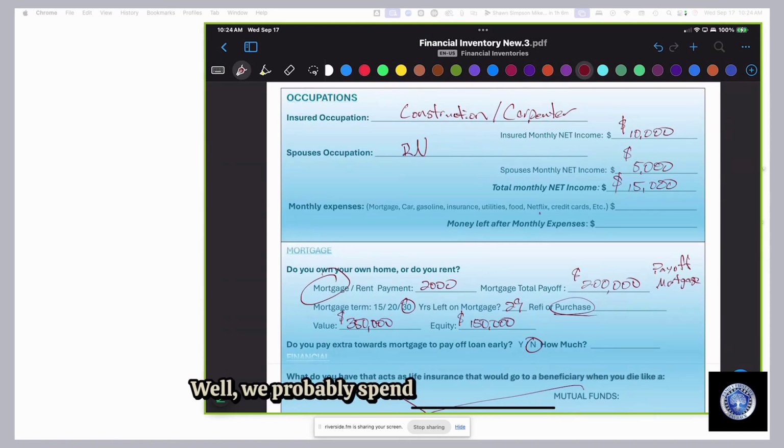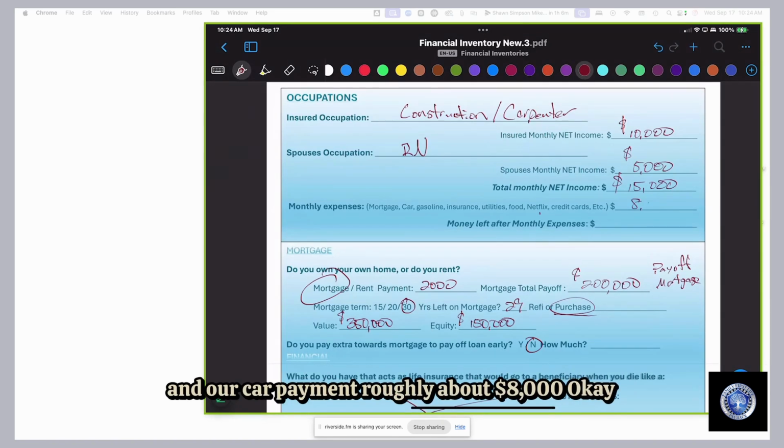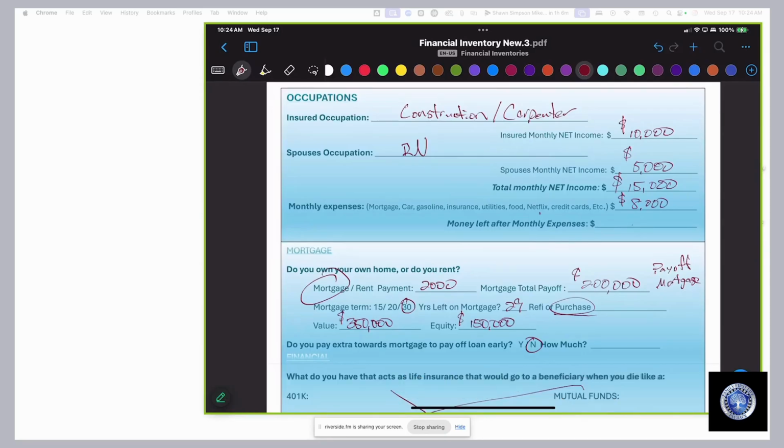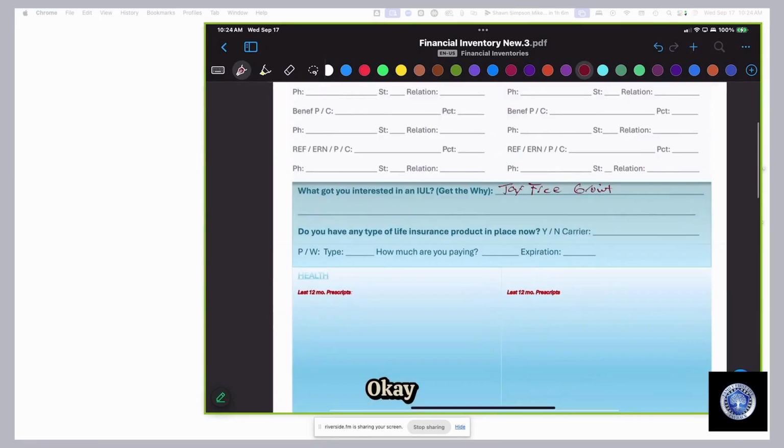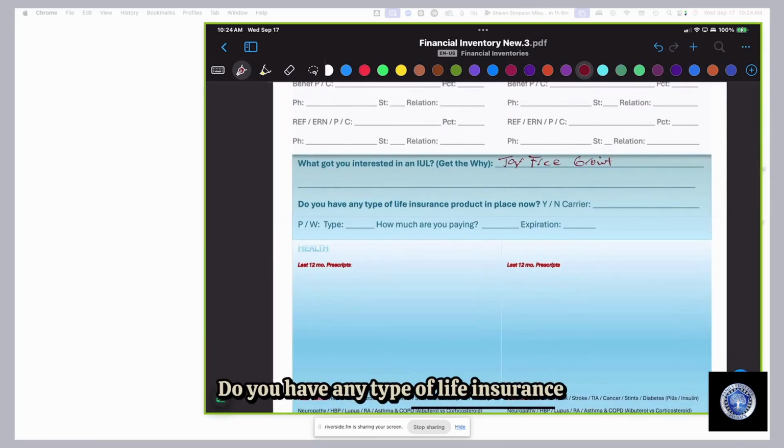Well, we probably spend with all of our bills and our car payment roughly about $8,000. So by my math, that leaves about $7,000. Is that correct? Yeah, that sounds pretty close. Okay. Do you have any type of life insurance product in place right now? No, I don't. Okay. How long have you been looking for life insurance? Well, I haven't been looking too long.